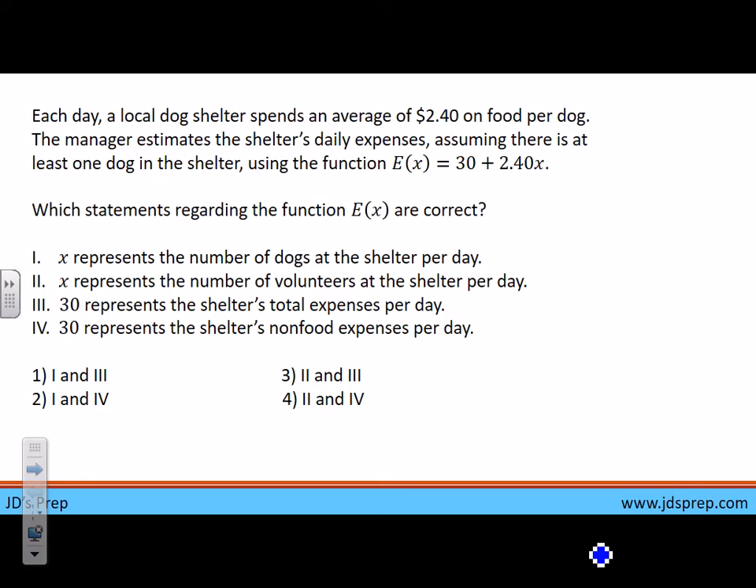One of the first things that should jump out at you when you're comparing the four statements to the word problem itself is in number 2, where they talk about the number of volunteers in the shelter. If we look back up in the word problem, there is nothing at all up there that says anything about volunteers. Since the problem isn't giving us any information about volunteers, our variable is not going to represent the number of volunteers at the shelter. Everything in the function is going to be representing something that is described in the problem. So right away, we can rule out number 2.